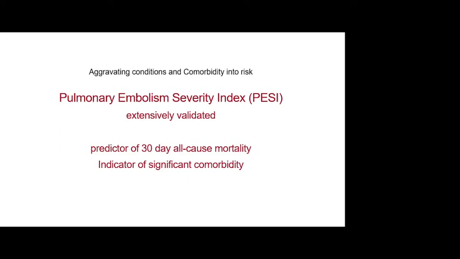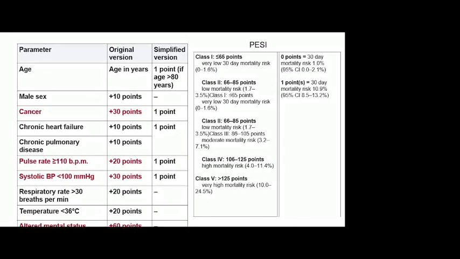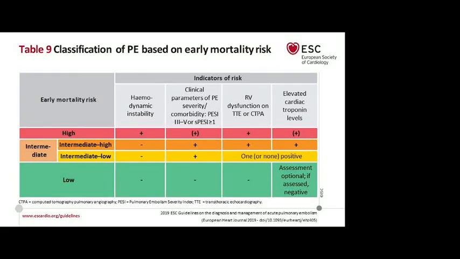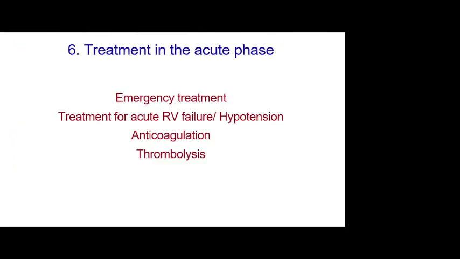Then the other aggravating factors and comorbidities. For that, there are some calculations, and the pulmonary embolism severity index, that's the PESI, is an extensively validated score. It can assess the patient's comorbidities and calculate the prediction. So a high-risk patient will have hemodynamic instability, other clinical things like comorbidities, and right ventricular dysfunction and elevated troponin.